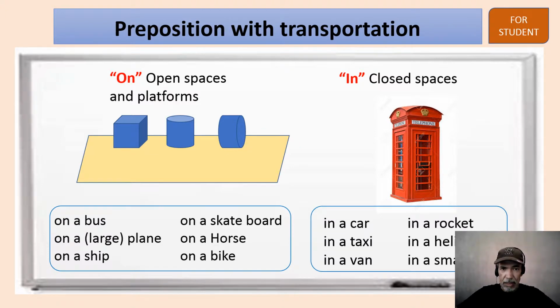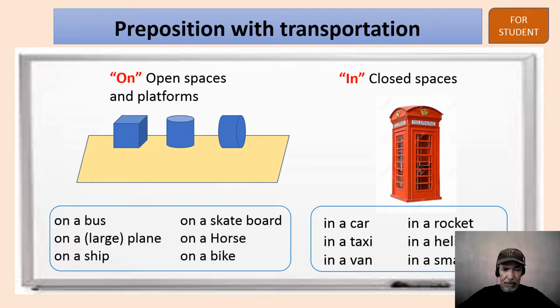Okay everyone, we talk about prepositions with transportation. We have two words, on and in. When must I use the word on? When you are making reference to open spaces and platforms. When must I use the word in? When you are making reference to closed spaces.